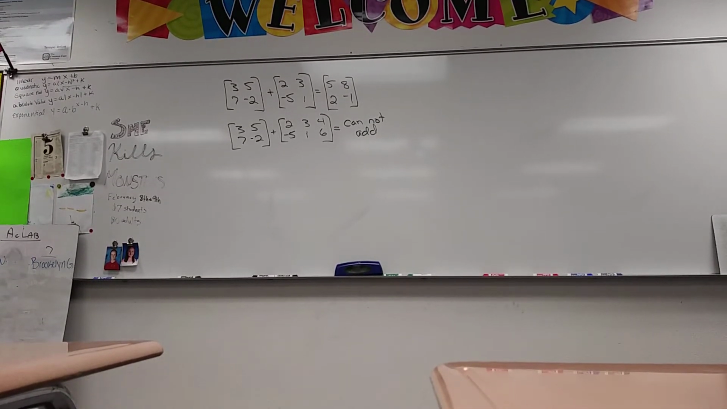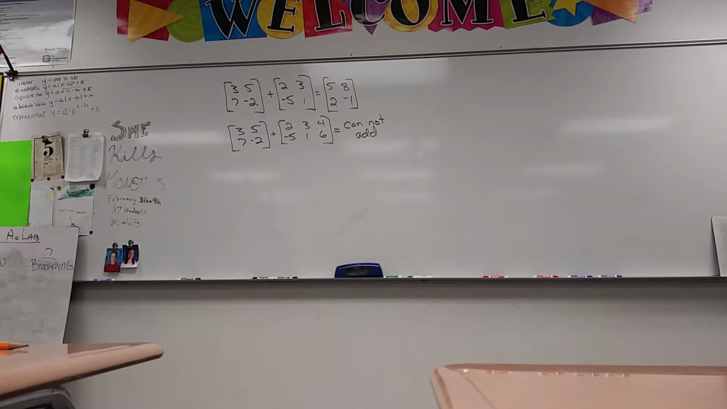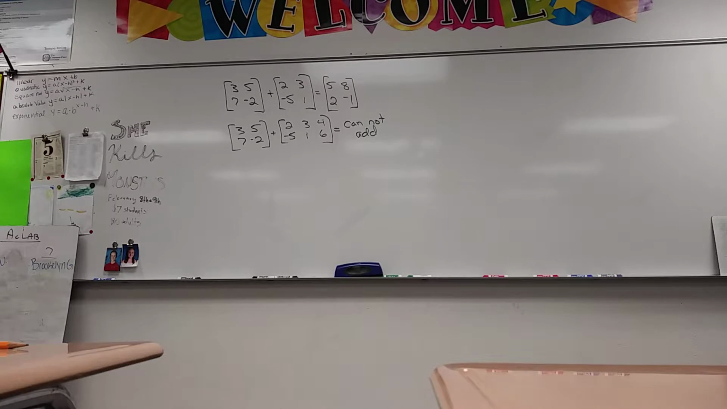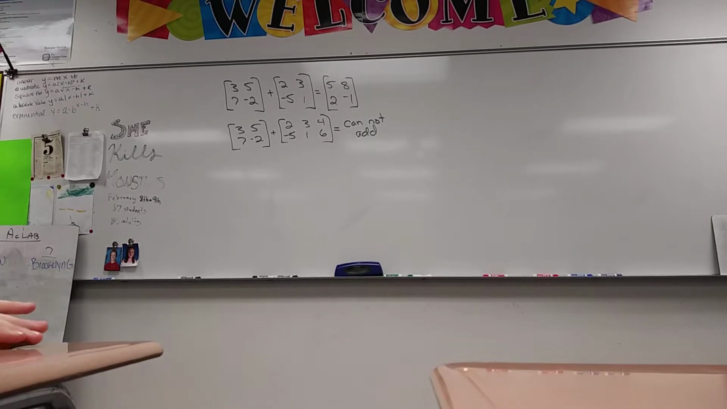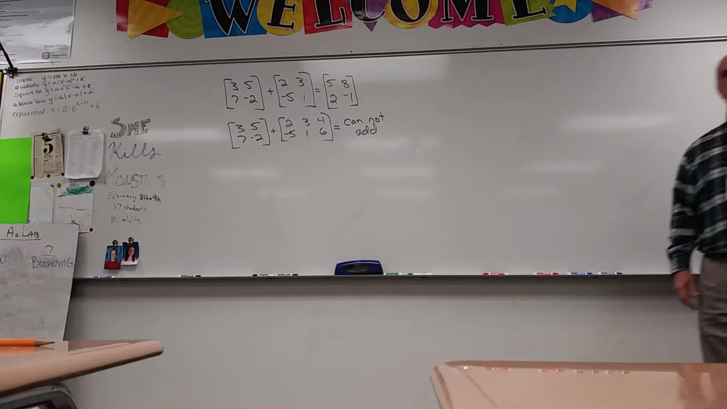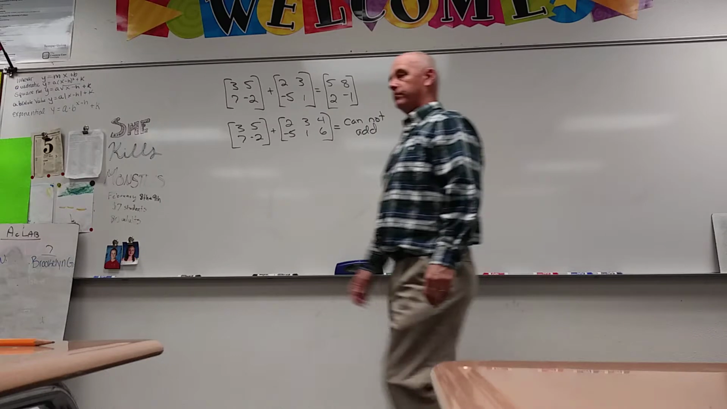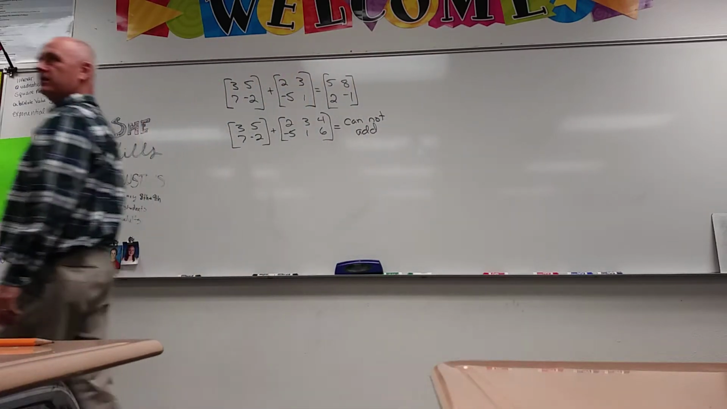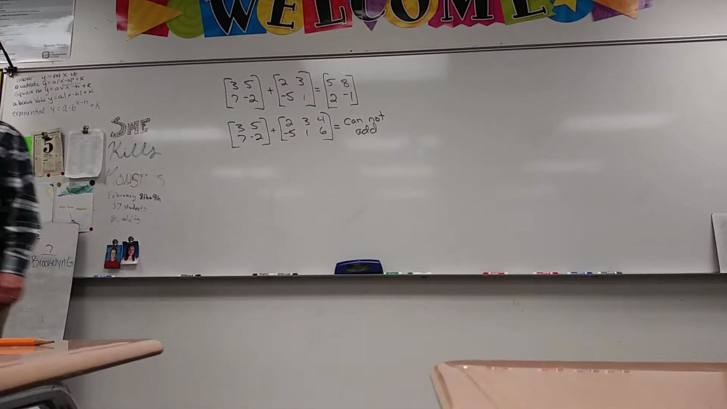Because there's 6 numbers in one and 2 in the other. The dimensions are different. The box thing, also known as matrices, are different. We cannot add two matrices whose dimensions are not the same.